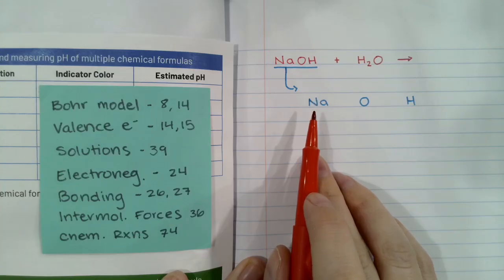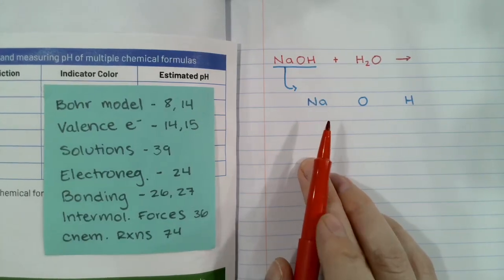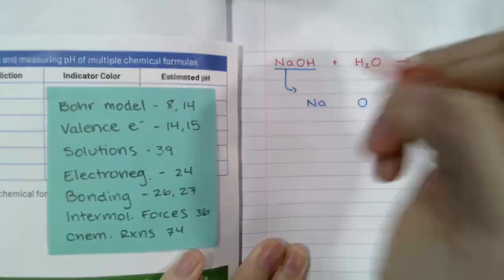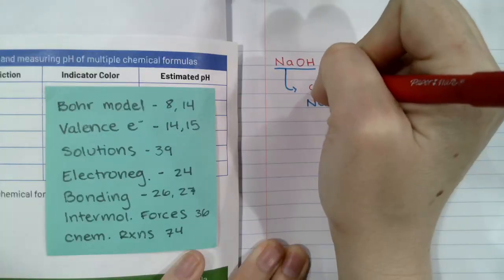Hey folks, I want to see everybody turning to these pages. We're on page 24 right now. What's the electronegativity of sodium? 0.9? 0.9, okay. So sodium, the electronegativity is going to be 0.9.